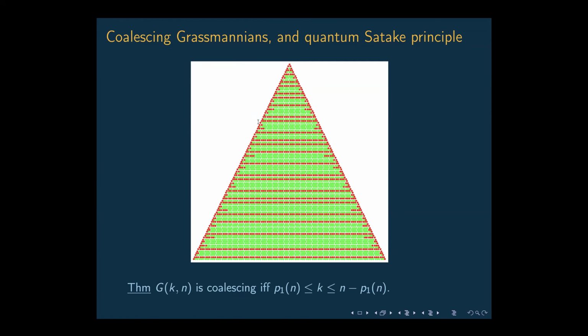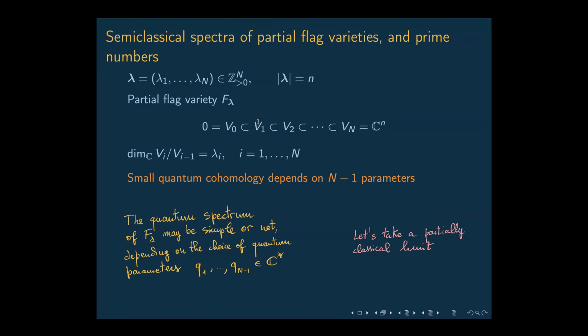All right, let me fix some notation. I will first introduce a multiplet λ = (λ_1, ..., λ_N), a multiplet of positive integers whose sum equals n, and I will denote by F_λ the partial flag variety parametrizing chains of subspaces in C^n whose consecutive quotients have dimension λ_i.